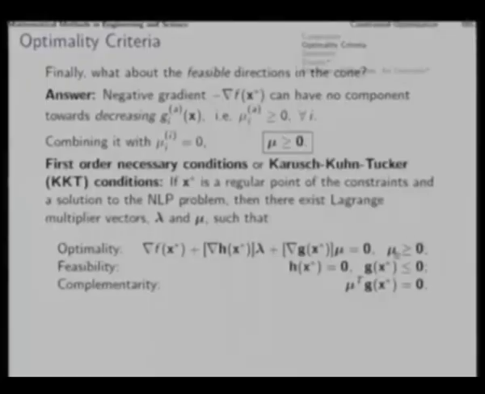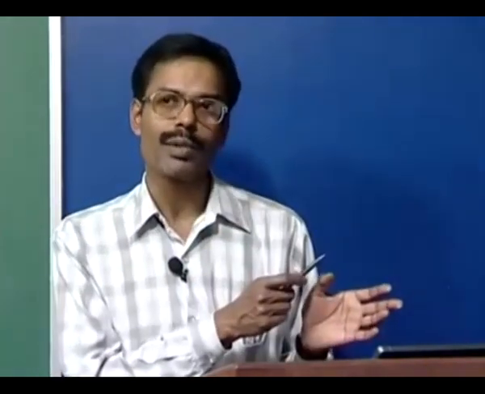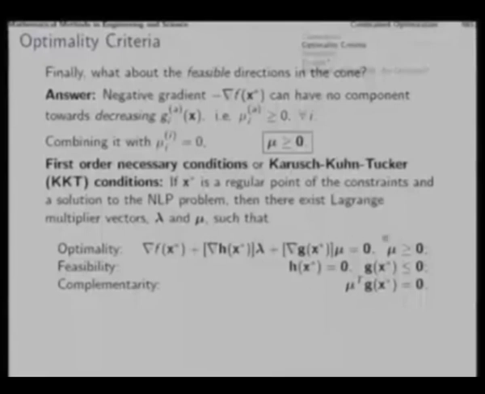Apart from that, there are a few inequalities: mu's are greater than 0, g's are less than or equal to 0. So, any point x star with suitable lambdas and mu's that satisfy all these inequality and equality requirements, those points are said to be KKT points or Karush-Kuhn-Tucker points. So, that means they satisfy the first order necessary conditions. That does not mean that they are local minima, that only means that if a point is a local minimum, then that satisfies all these conditions with some suitable lambda and mu values.